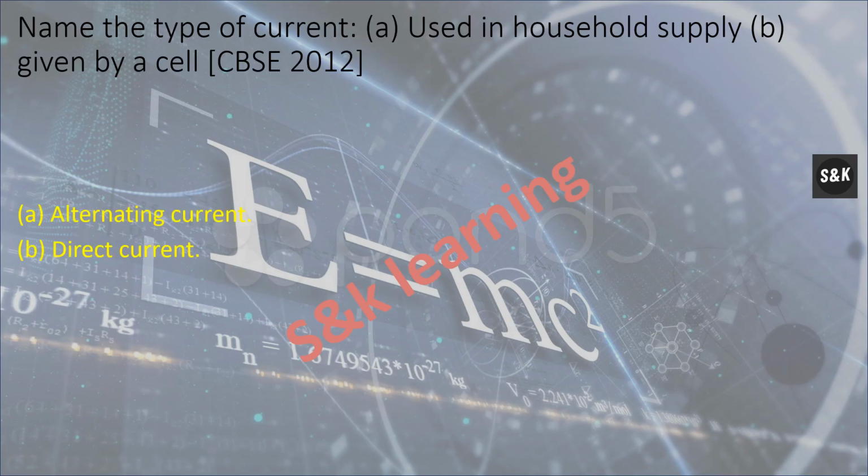Class 10th Science Chapter 12 Board Question Set, 1 mark. Name the type of current used in house phone supply. Alternating current. The current given by a cell is direct current.